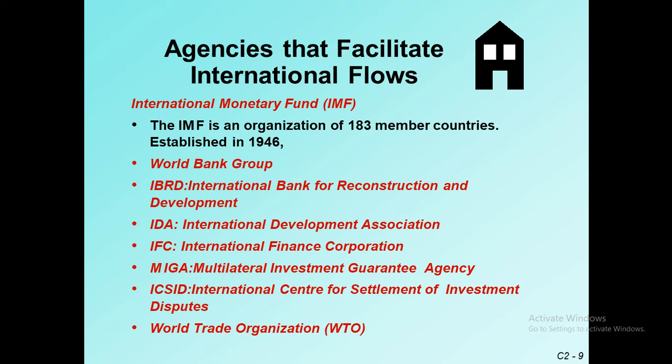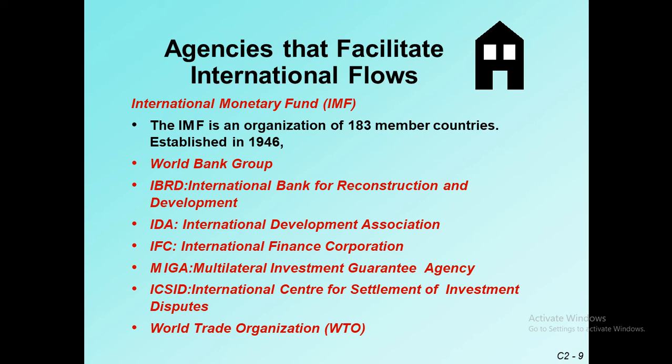The IMF has a lot of aims. First aim of the IMF is to promote international monetary cooperation and exchange stability. The next aim of the International Monetary Fund is to foster economic growth and a high level of employment. And the last aim of the IMF is to provide temporary financial assistance to help ease imbalance of payments.